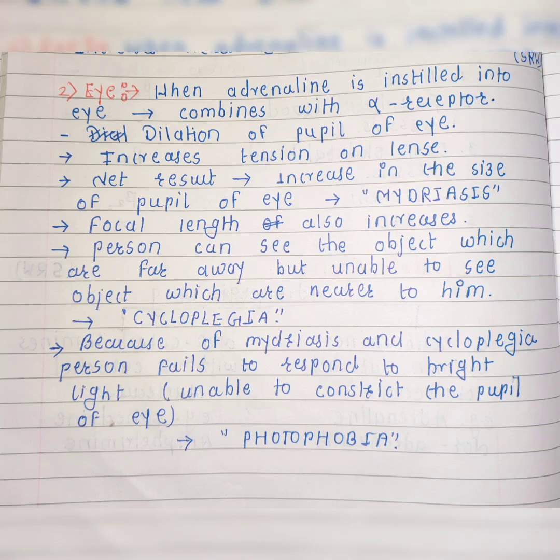Due to mydriasis, focal length also increases. The person can see the objects which are far away but is unable to see the objects which are nearer to him, and this condition is known as cycloplegia. Just because of mydriasis and cycloplegia, person fails to respond to bright light, which means unable to constrict the pupil of eye, and this condition is known as photophobia.